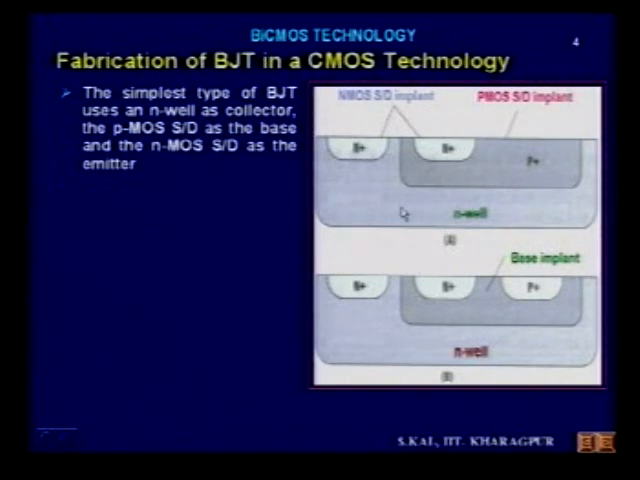Now we make the well as N-well, already there, as a collector. And the P plus implantation is already there in the CMOS process for making the PMOS source and drain, so we will use that as the base. And another existing process is still there, the NMOS source and drain, that is N plus, so we can use that as the emitter. Now if I use this as emitter, this as base, and make a connection here, you see this N plus contact is the collector contact. This is the emitter here and the base contact here. So you are getting an NPN transistor, a vertical NPN transistor. Clear? So we have not added an extra step.